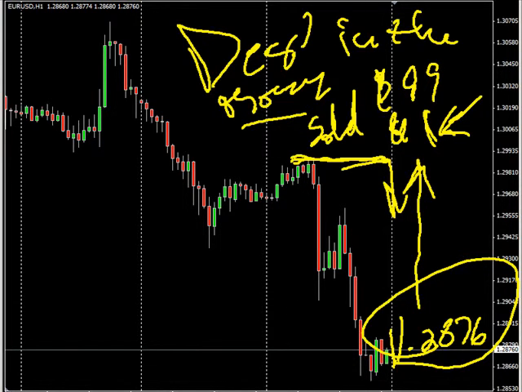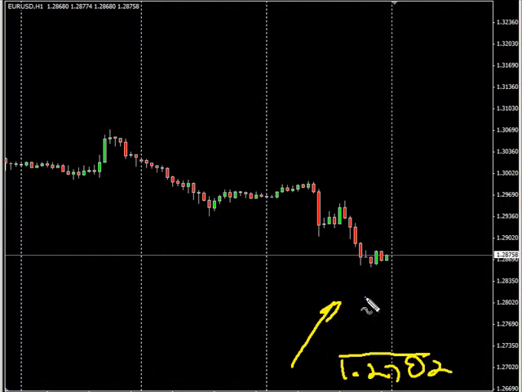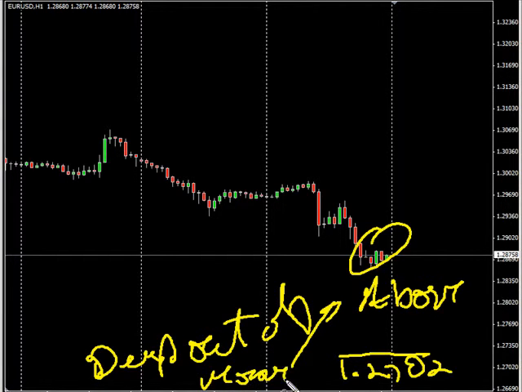So deep out of the money would be if you had an option down here, say at the 127.02 mark, and you were looking for the price to be above it upon expiration. So you're out of the money. You're way out of the money, way beyond where the market is. And at that point, you are deep out of the money. It's a deep out of the money option.